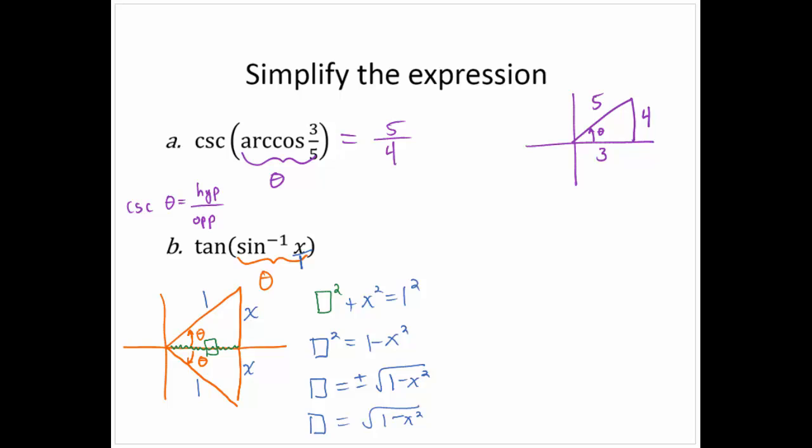And now evaluating the tangent of that angle, the tangent being the opposite over the adjacent, I would have x over the square root of 1 minus x squared. All right, so those were some examples of how we can work with the inverse trigonometric functions. We're going to need to use some of these ideas in just a moment.